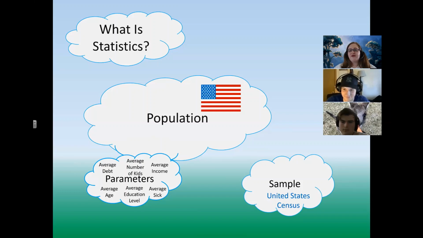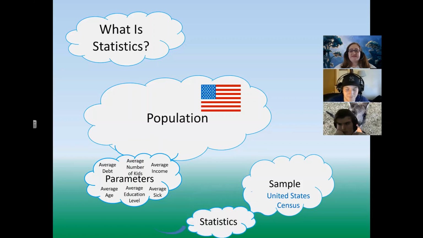Good grief. Okay. And then we do statistics on the United States Census, and hopefully that will give us average parameters, okay? So that's what America does. America is a population. It takes the United States Census, which is a sample, and then it does statistics on the census to try and figure out the average number of kids and the average debt and all of that good stuff.